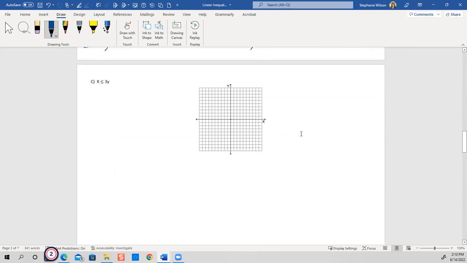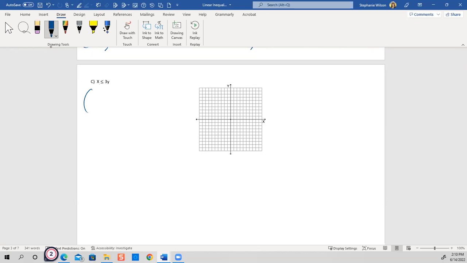So this next one, we do have an x and y. However, we got x is less than or equal to 3y. So what are we going to do? We need to plot it. We need 2 ordered pairs. Well, it's not as obvious to plot it. So let's just say, all right, you got 2 ways to look at it.